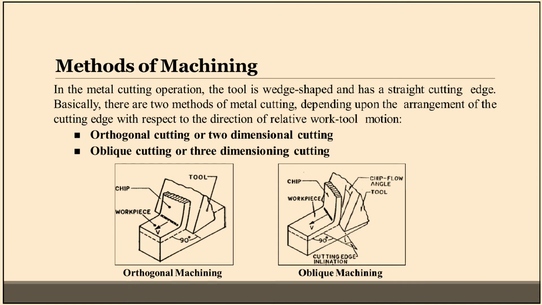The two methods of metal cutting are orthogonal cutting or two-dimensional cutting, and oblique cutting or three-dimensional cutting.